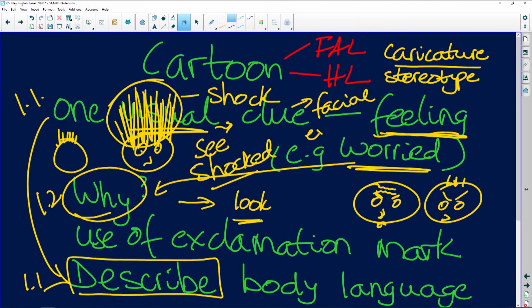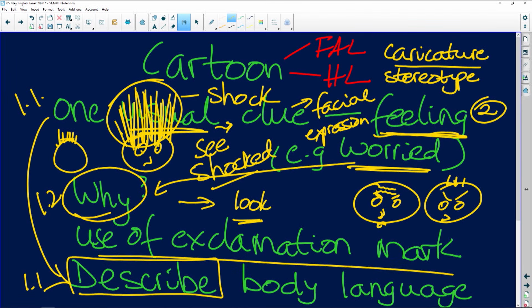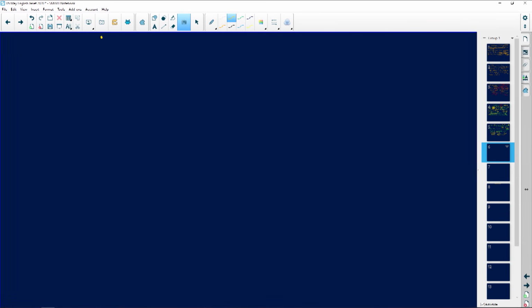Sorry, this is getting really messy and crowded. But you're more likely to get account for the character's facial expression. So you're more likely to get a 2-mark question. FAL, it's more likely to be scaffolded in that way. Then we come to the use of the exclamation mark. And I think I need to get a clean page because this has become so messy.